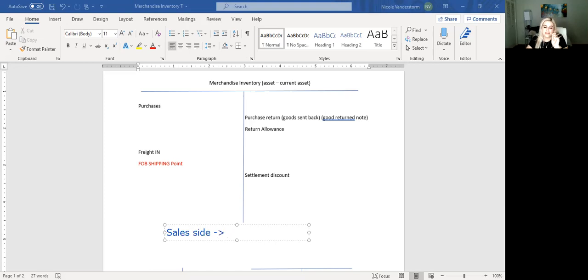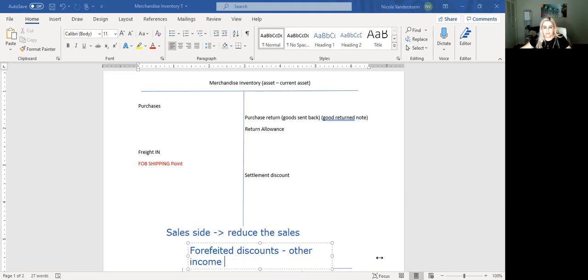What you recognize is that you reduce the sales by the settlement discount offered. Okay? And if someone doesn't pay the settlement discount, then it's just going to be forfeited settlement discounts. So forfeited discounts are treated as other income. Okay? It's not going to be part of your cost of sales. So that's what you must remember on the sales side, and you will see that discussed in detail in the presentation. All right, folks. So pretty much these are the 5 transactions that hit our general ledger account.